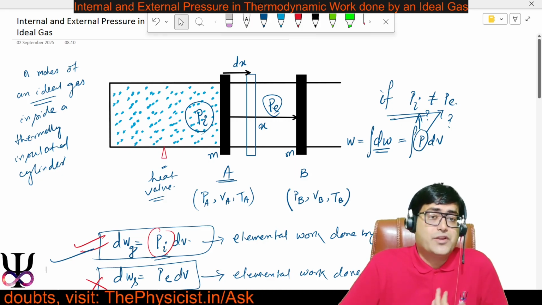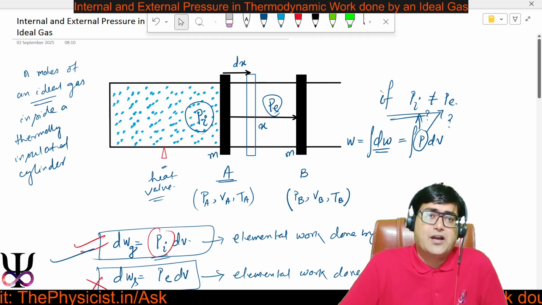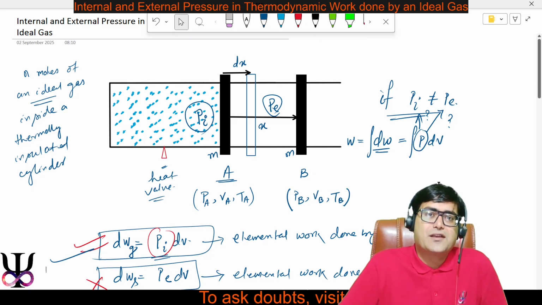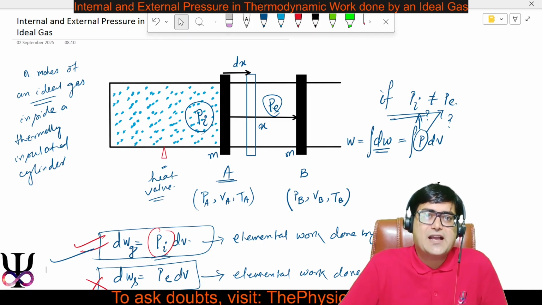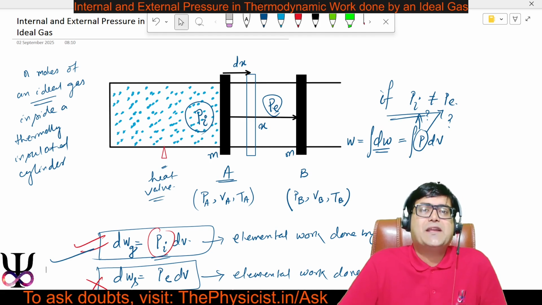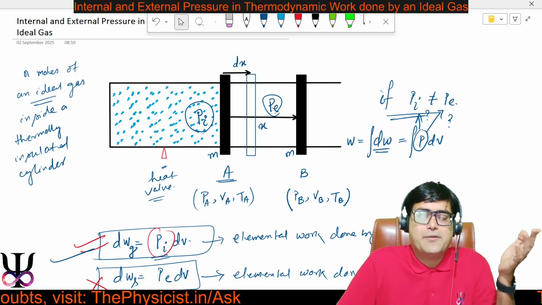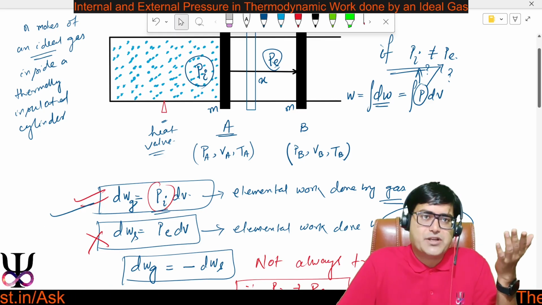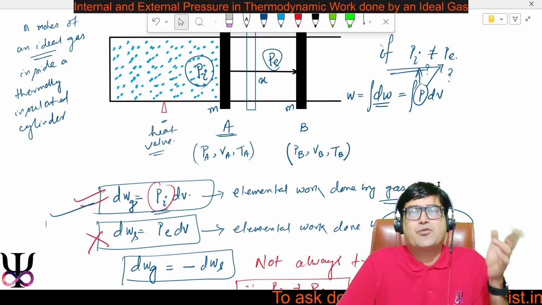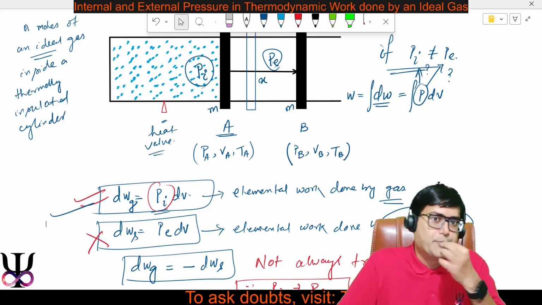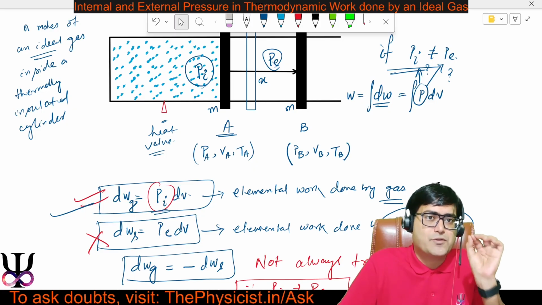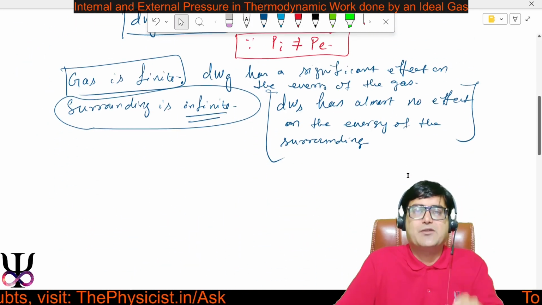Now, with that confusion clarified, let me also tell you another startling fact: in most cases, even if you're considering an ideal gas, if I give you just any thermodynamic expansion or compression, you probably will not be able to take the internal pressure. In that case, you'll have to refer to the external pressure. Why? There is a reason behind that. It's not by definition, it's because of a particular reason. Now, let us understand why that is so.